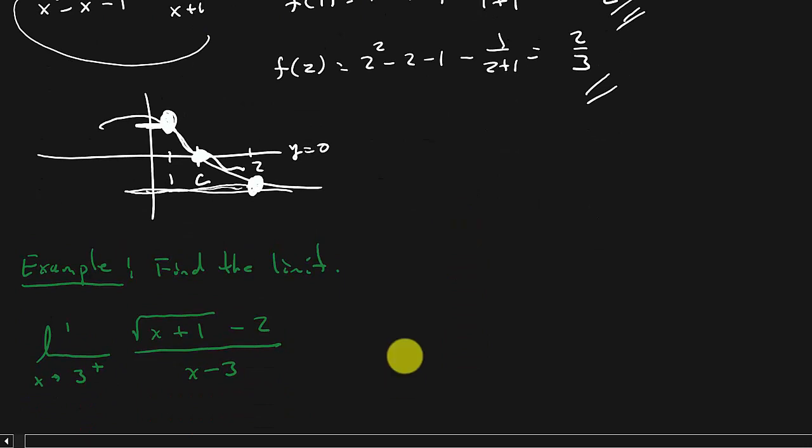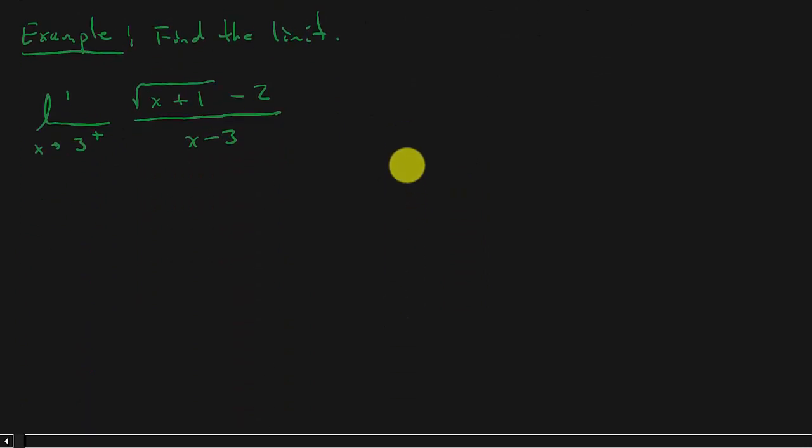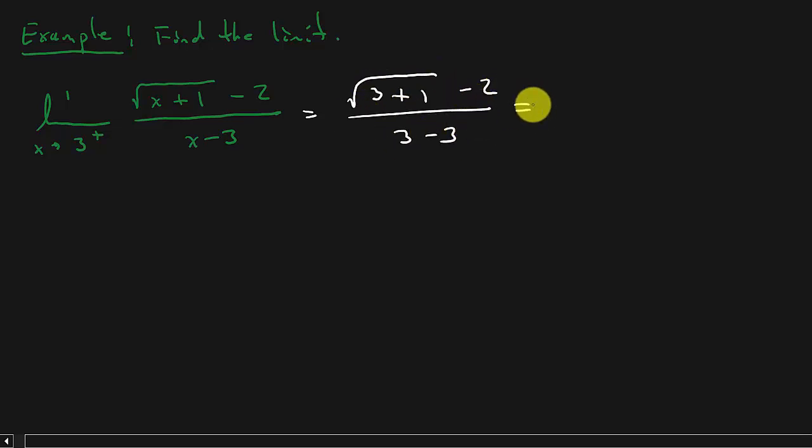All right, so let's look at this one. Find this limit. So if you remember what we talked about in the last video, we said, well, we can just plug the numbers in. But remember what I told you. Now, if you're taking notes and writing all this down with me, don't write this down just yet. 3 plus 1 minus 2 over 3 minus 3. This is 4. Square root of 4 is 2. 2 minus 2 over 0 is 0 over 0.